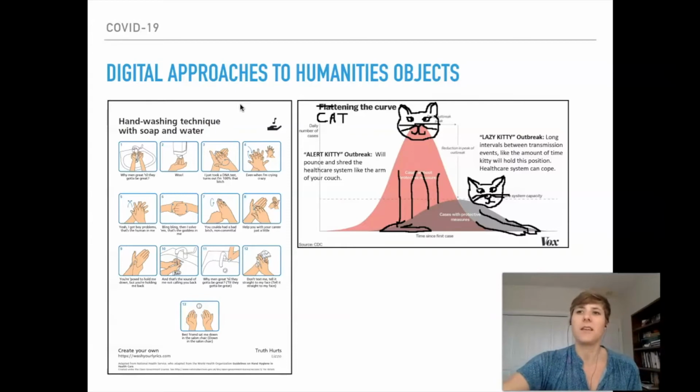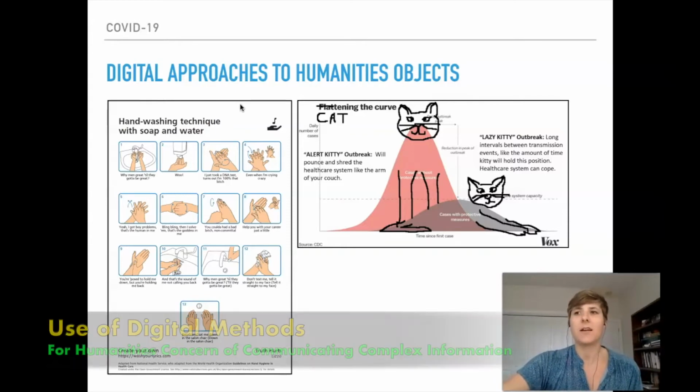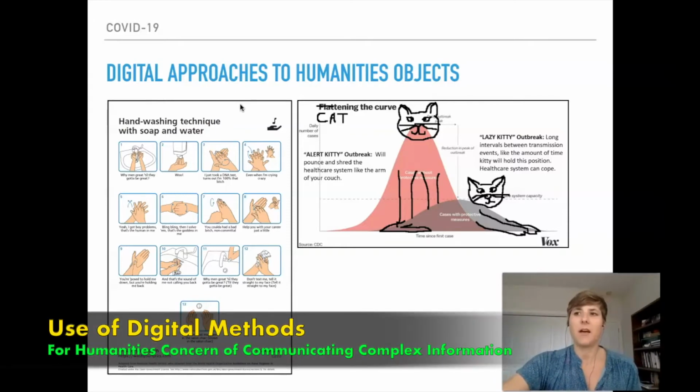So in each of these, what we're really seeing is this use of digital methods of networks, generation, information spread across social media and across social platforms to clarify that humanities problem of communicating complex, specialized information to non-specialized audiences. And in this case, that complex specialized information is, of course, hand washing technique and the graphing of the problem of social distancing and epidemic outbreaks, so why we're doing what we're doing.